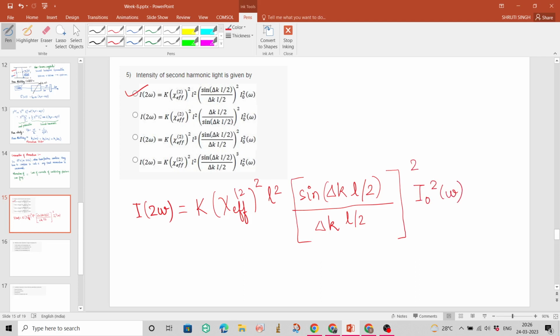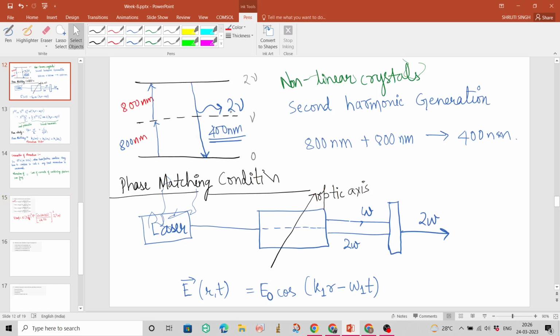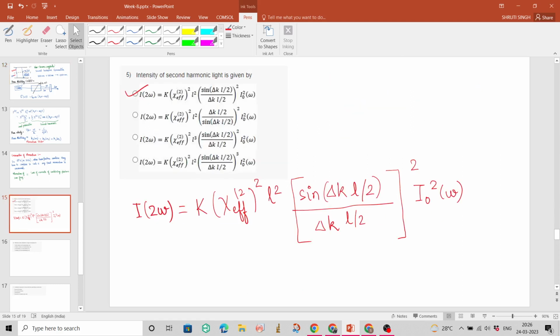This is the initial intensity of the source, the excitation pump. This is the intensity of the second harmonic light which will come out. This 2 nu which will come out will have an intensity given by this expression. So the intensity is directly proportional to this I naught. If the pump laser is very intense, the second harmonic will also be intense.